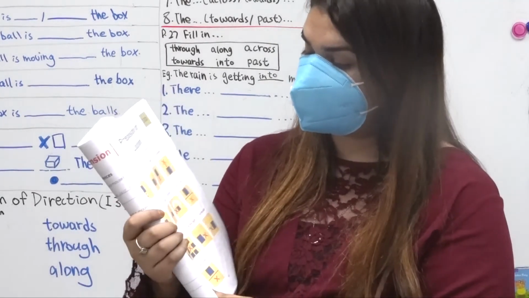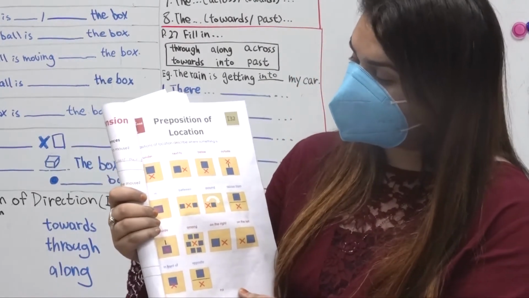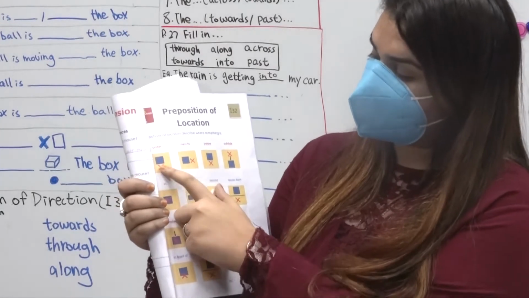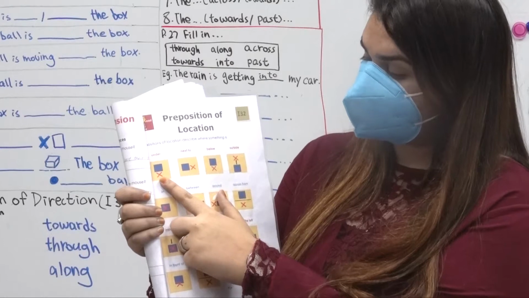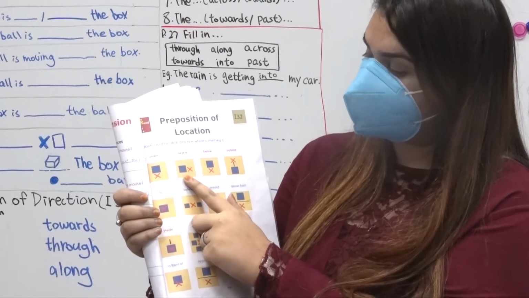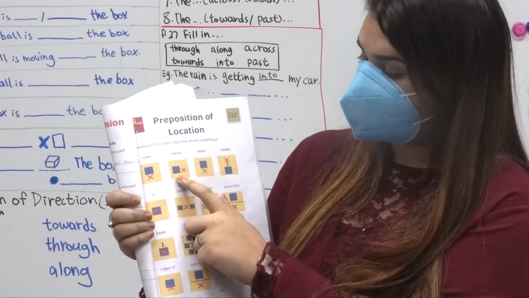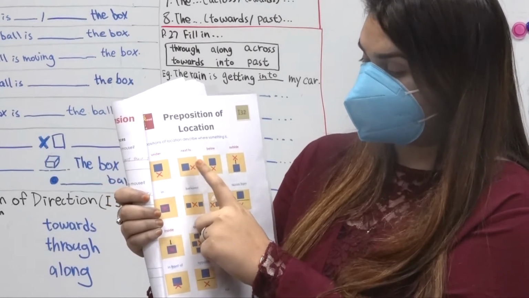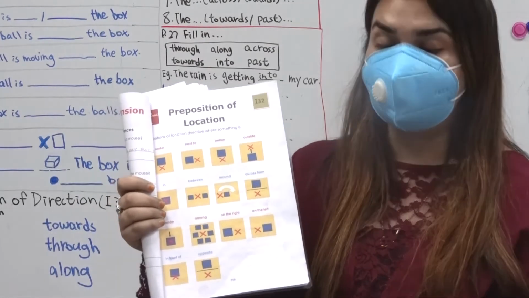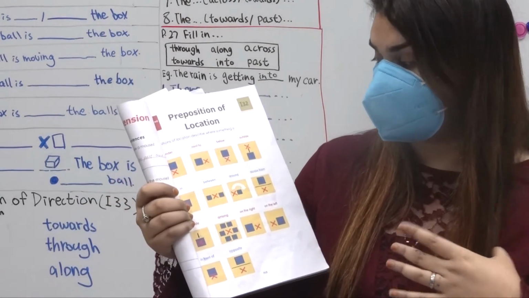So the first preposition we have is under, right? The cross is under the square. And then the next preposition we have is next to. The cross is next to the square, right? Just right next to. Or we can use the word near as well. Both of them are correct.